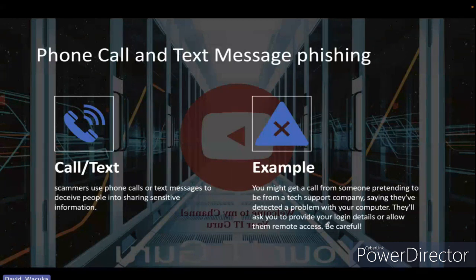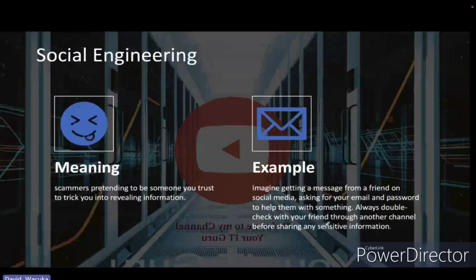Then we have another one that is known as social engineering. In social engineering, scammers pretend to be someone you trust. They trick you into revealing information. For example, imagine getting a message from a friend on social media asking you for your email and password to help them with something. Always double check with your friend through another channel before sharing any sensitive information.